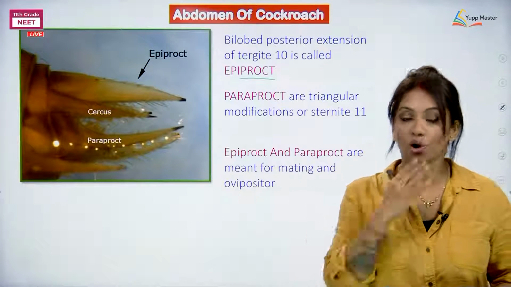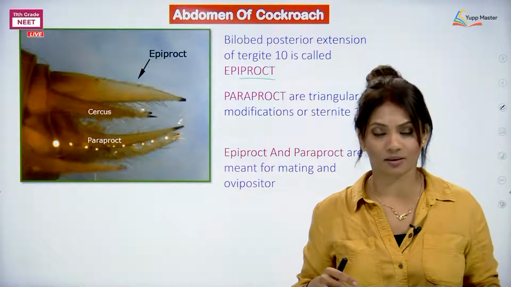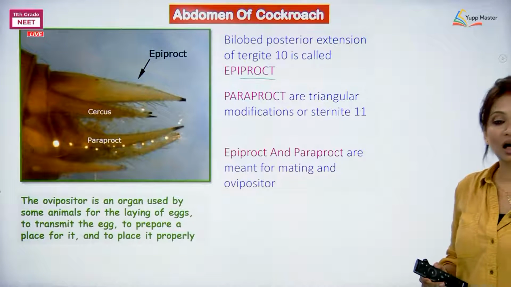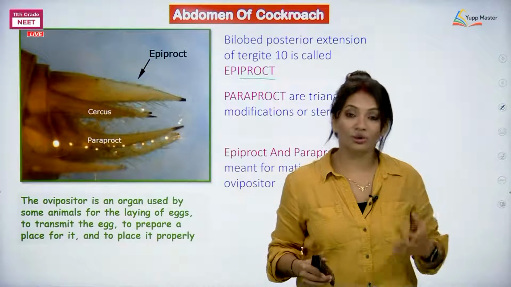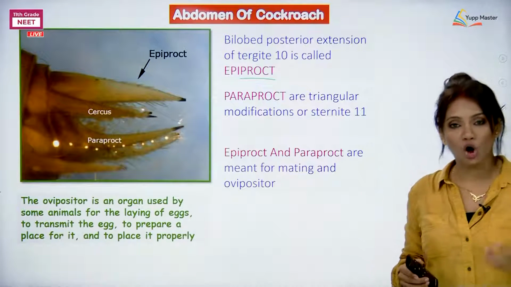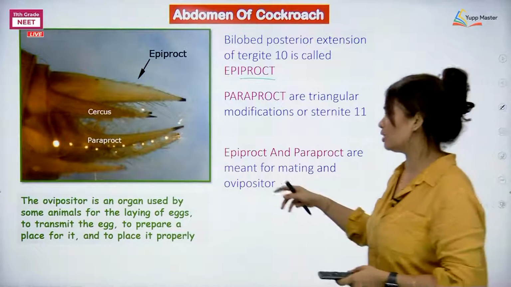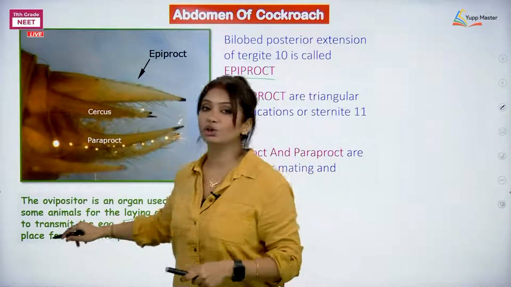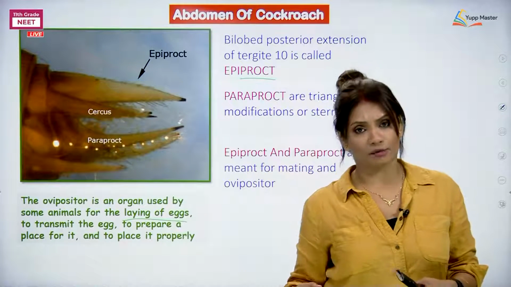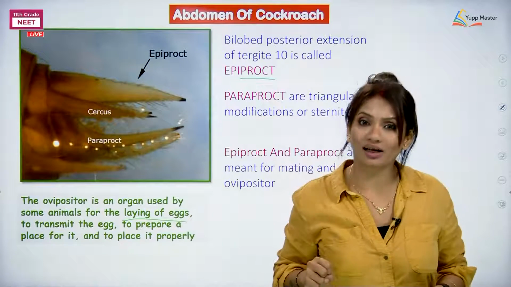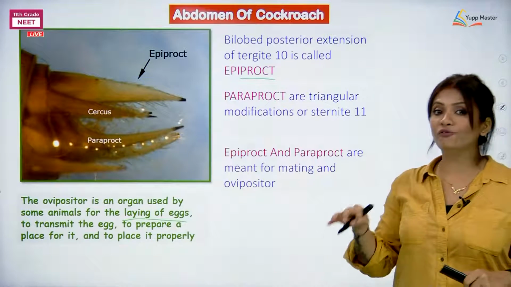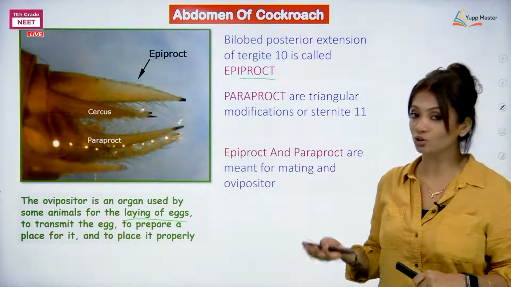Now, oviposition. Ovi would naturally mean something to do with eggs. An ovipositor is an organ which animals use for laying their eggs. Even the cockroach lays an egg case which has several small eggs inside it, and that's why the cockroach has an ovipositor. It is used for laying the eggs, for transmitting the eggs, and also to prepare a proper place for it, because the egg needs to be protected somewhere, away from other animals so that nobody can come and eat it. So that is what the ovipositor is used for: laying the eggs and placing them in a safe and proper place for the egg to grow.